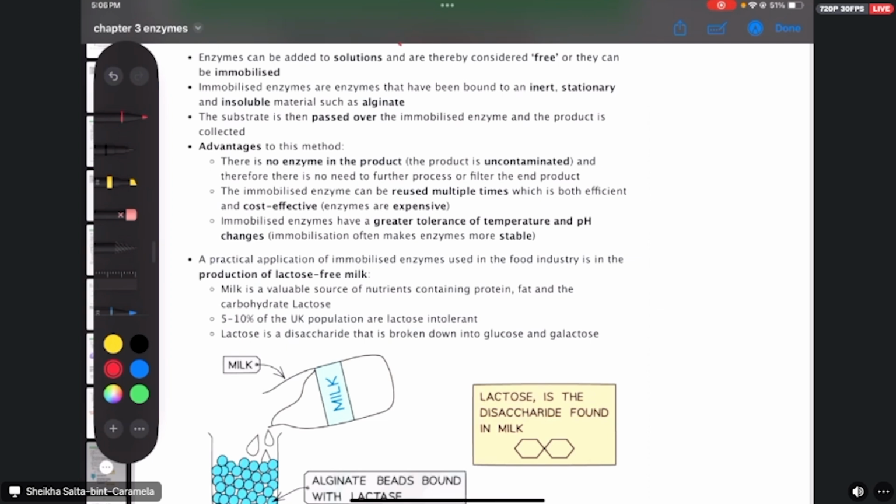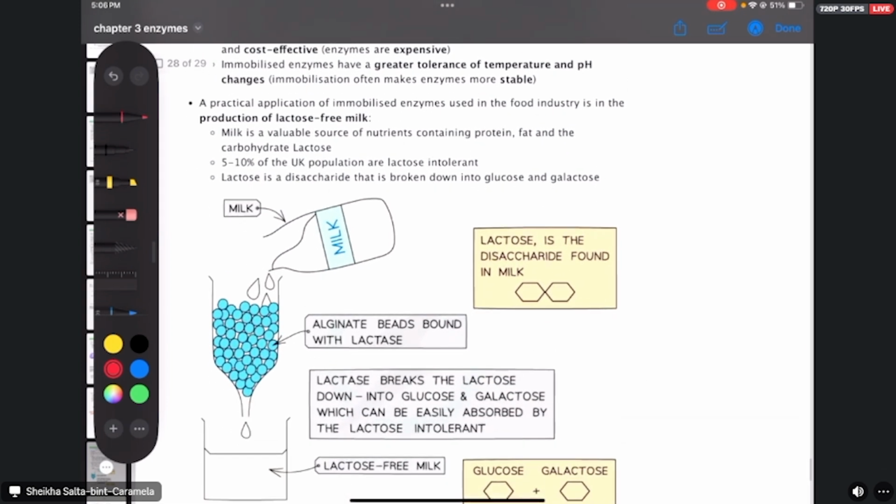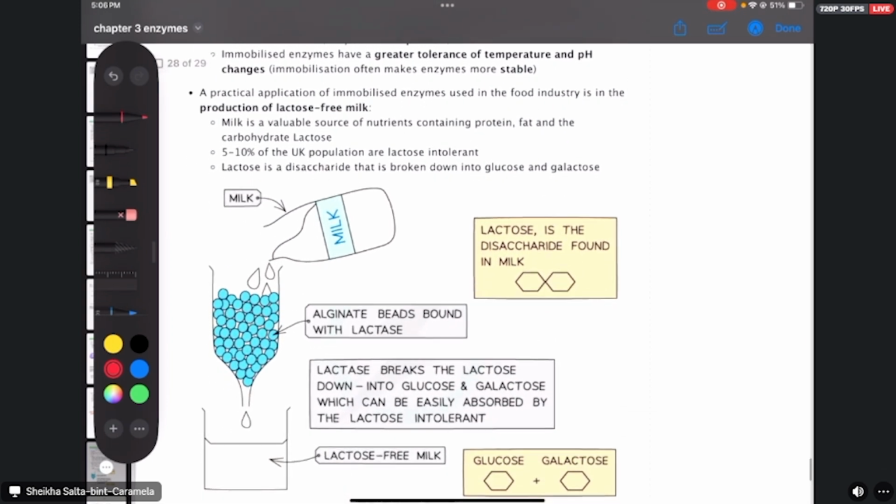The example used to explain immobilized enzymes is milk. In milk, we have lactose sugar present, and most people are lactose intolerant, so they can't drink milk. For them, there is milk in the market called lactose free milk. This lactose sugar is broken down into its monomers, which are alpha glucose and galactose sugar. So the disaccharide, lactose, is broken down into its monomers.